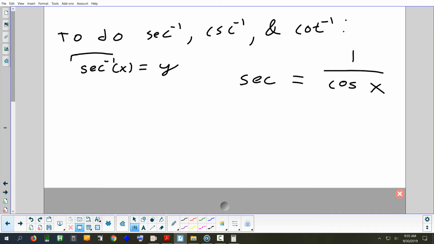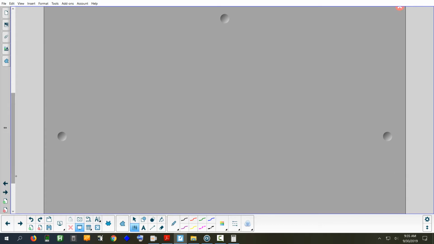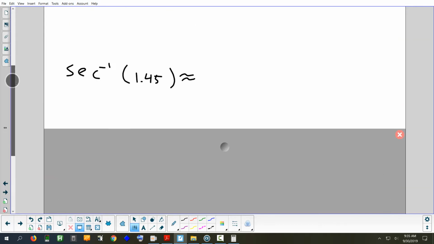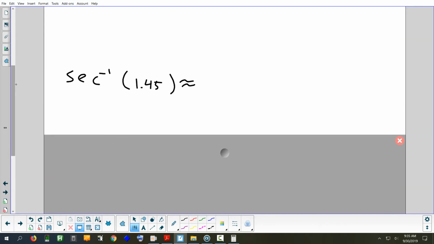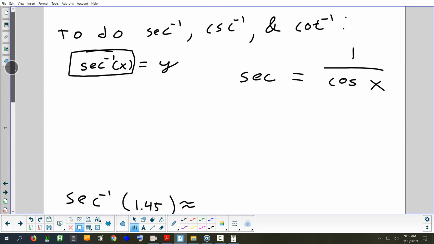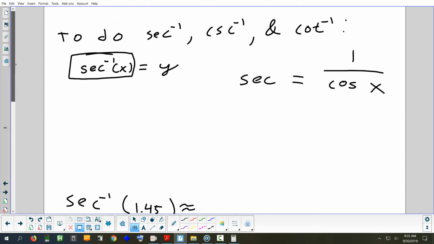Why is this a problem to type in? What's wrong? Yeah? There's no secant on the calculator. Right, there's no secant button. So if I give you a problem that says find the inverse secant of 1.45, you don't have a button. Okay? And you might think, well, flip. Yes, the right thing, okay? It's not quite flipping like that, but you'll see what it is in a second.